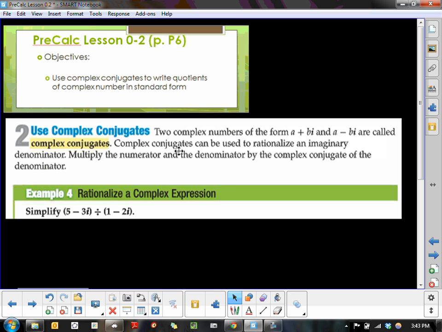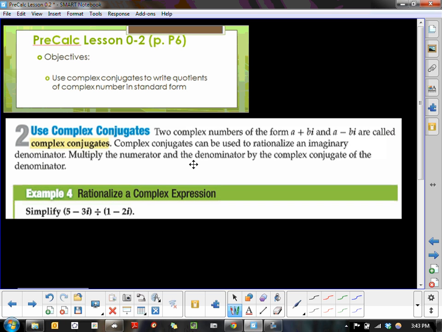So here's what they're saying. Complex conjugates: two complex numbers in the form of a plus bi and a minus bi are called complex conjugates, which we just looked at in the previous example that I pointed out. Complex conjugates can be used to rationalize an imaginary denominator. Now the word rationalize means you must have a rational number in the denominator.